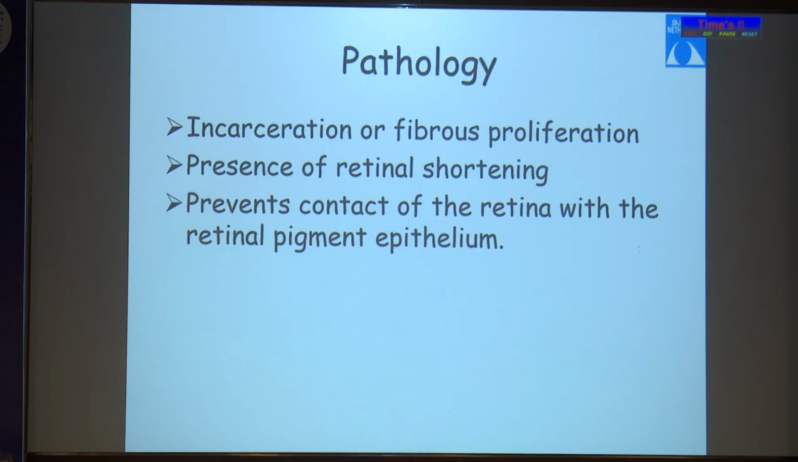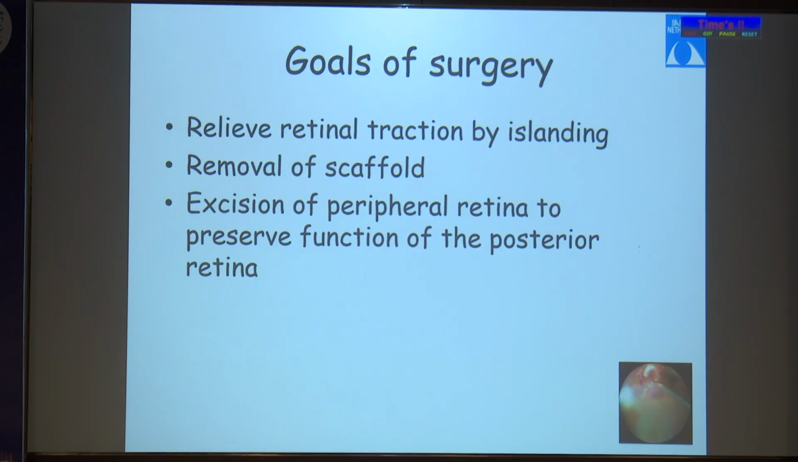What do we have in terms of understanding of an incarceration? The incarceration of the fibrovascular proliferation, what does it do? It produces shortening of the retina and it prevents the contact of the retina with the RPE. So what are the goals of surgery? You relieve the traction by islanding. So we have to island, that's the principle. Removal of the scaffold, every scaffold has to be removed, and you have to excise the peripheral retina if you have an incarceration at the periphery to preserve the function of the posterior retina.